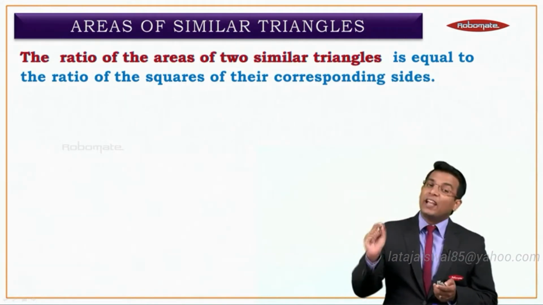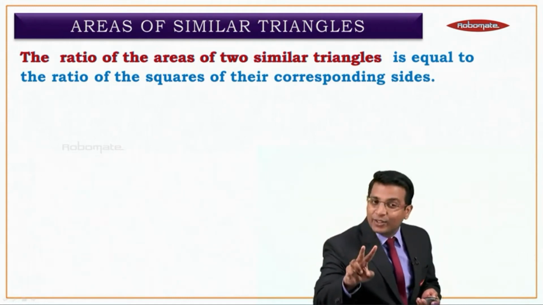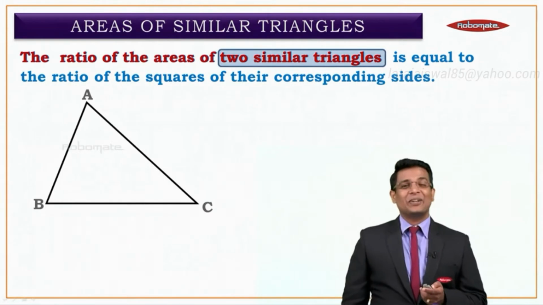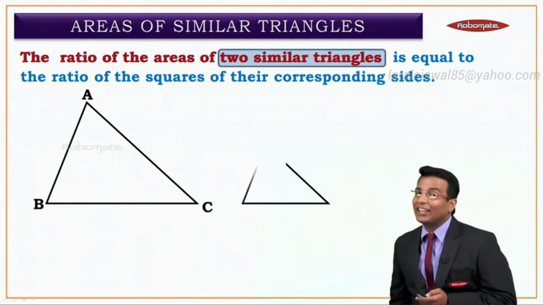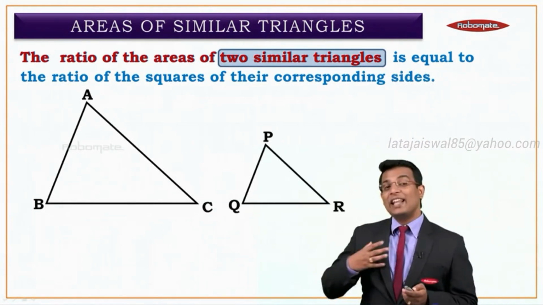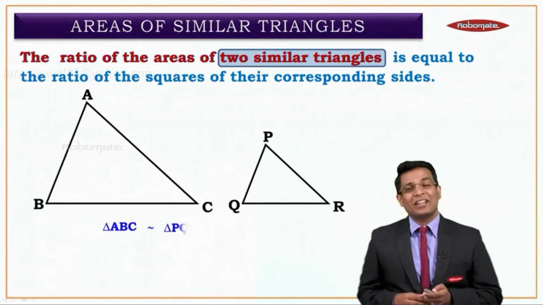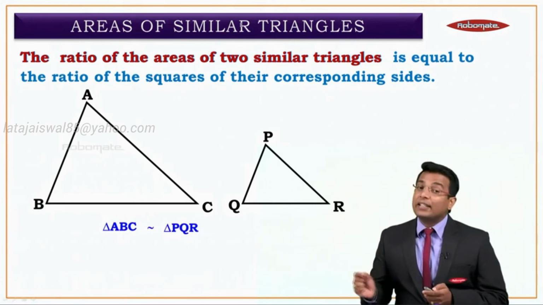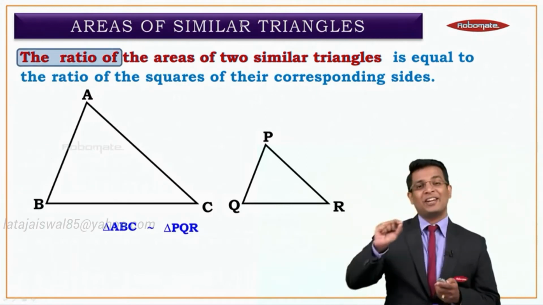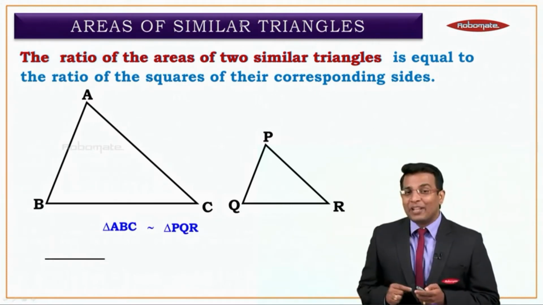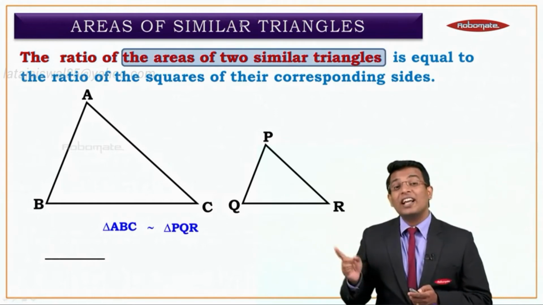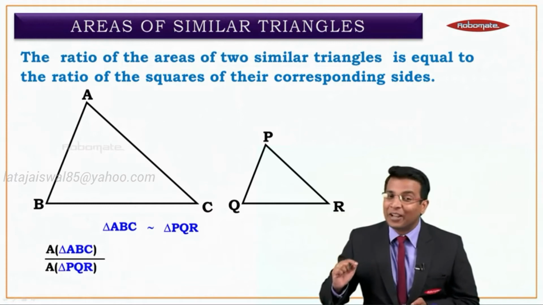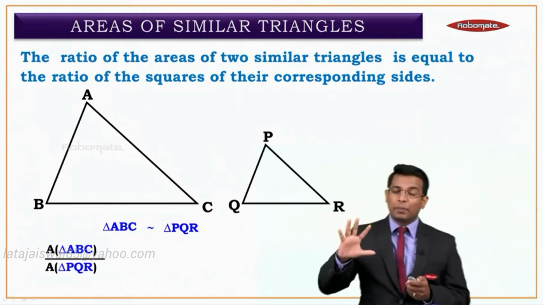It says the ratio of the areas of two similar triangles. That means we need to have two triangles which are similar, right? So let's consider two triangles. One is triangle ABC and the other one is triangle PQR. We are saying that these two triangles are similar. That means triangle ABC is similar to triangle PQR. The statement says the ratio of the areas of these two similar triangles. That means the ratio of the areas, that is area of triangle ABC upon area of triangle PQR. That is what the first part meant.